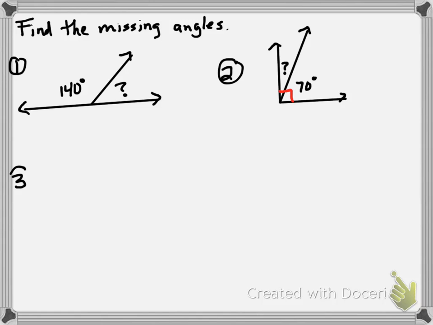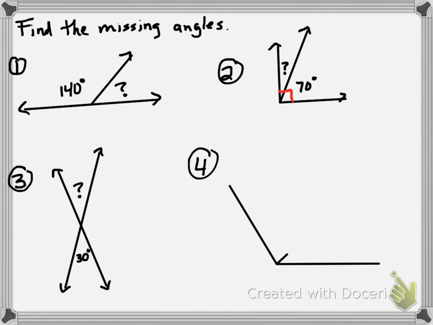Okay, on each problem, you're given some of the angles, and you're asked to find an angle. Using the relationships that we've talked about today, you should be able to find the missing angles. All right, let's look at number 1.